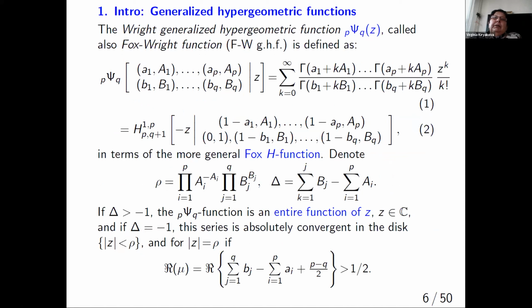Here is a very short intro. The audience knows these functions well, but just to have their notation: the Wright function, also called Fox-Wright function, the p-psi-q function, you know very well. And it is also a case of the Fox H-function, and under some conditions written here, these are entire functions. This is also from works of Kilbas, Srivastava, Trujillo, and in all basic books on special functions and fractional calculus. Next.